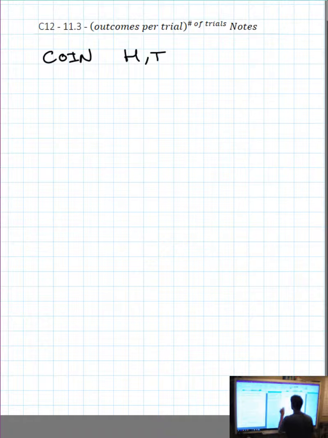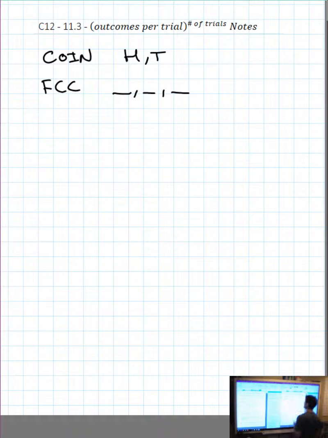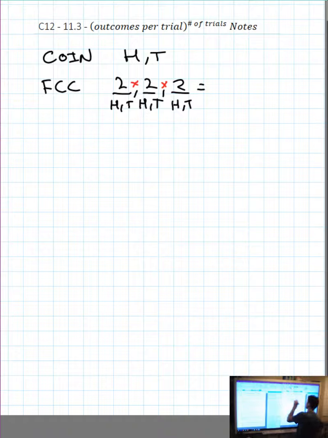If you flip a coin 3 times, what is the total number of outcomes? Let's try what we learned in 11.1, the fundamental counting principle. I'm flipping a coin 3 times: blank, comma, blank, comma, blank. How many different outcomes do I have for each? The first one I can get a head or a tail, 2 outcomes. The second, 2 outcomes. The third, 2 outcomes. The fundamental counting principle says I can multiply my answers to get 2 times 2 times 2 is 8, which means I can get 8 total outcomes.